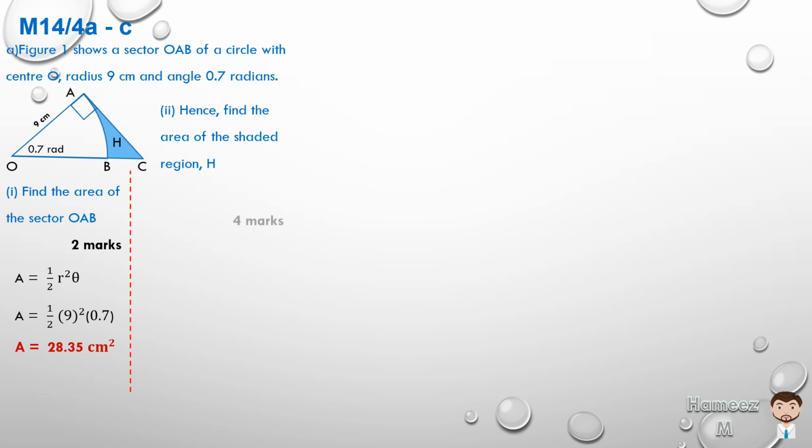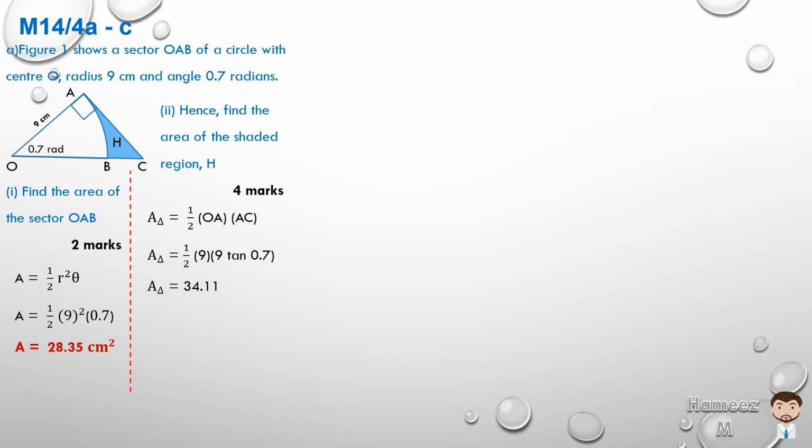Part 2. Hence, find the area of the shaded region H. So if you want to find the area of the triangle OAC, then that will be a half OA times AC, because it's a right angle triangle. So it's like saying a half times length by breadth, because OA and AC are perpendicular to each other. So that will be a half times OA is 9 times AC is 9 tan 0.7. Remember, we have the adjacent, we want to find the opposite. And that simply works out to be 34.11 as the area of the entire triangle.